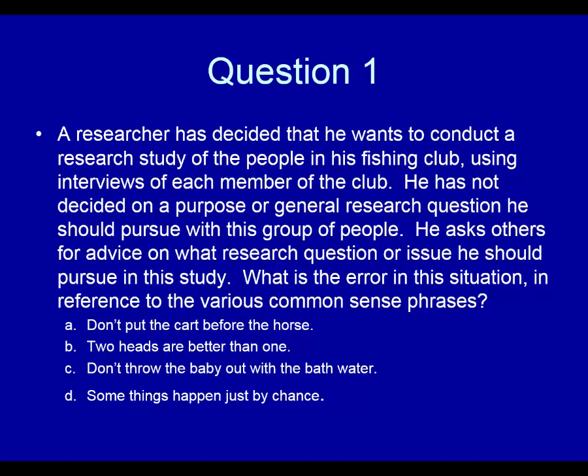The main theme here is, I would say, don't put the cart before the horse. That's option A, which is the correct one. The researcher here has decided on the research methodology before deciding on the research question. When you review the steps in the research process, you will start with determining the research question or purpose, followed by methods, which is followed by collecting and analyzing data, which is followed by drawing conclusions.